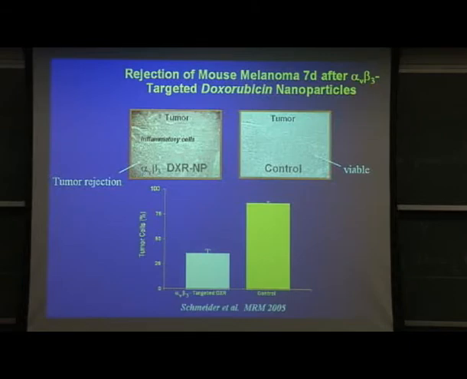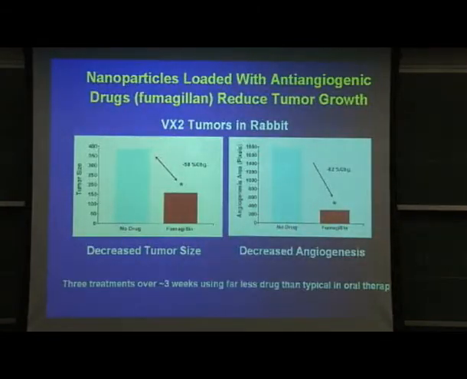And these are all basically not tumor cells but inflammatory cells with these targeted doxorubicin containing nanoparticles. And here's happy tumor cells. They're all viable. Here's another example of nanoparticles loaded with an anti-angiogenic drug called fumagillin. This is a very lipophilic, hydrophobic drug, which reduces tumor growth. And here's the tumor size in these VX2 tumors in rabbits. It goes from here to here after about 3 weeks of treatment and 3 doses only.